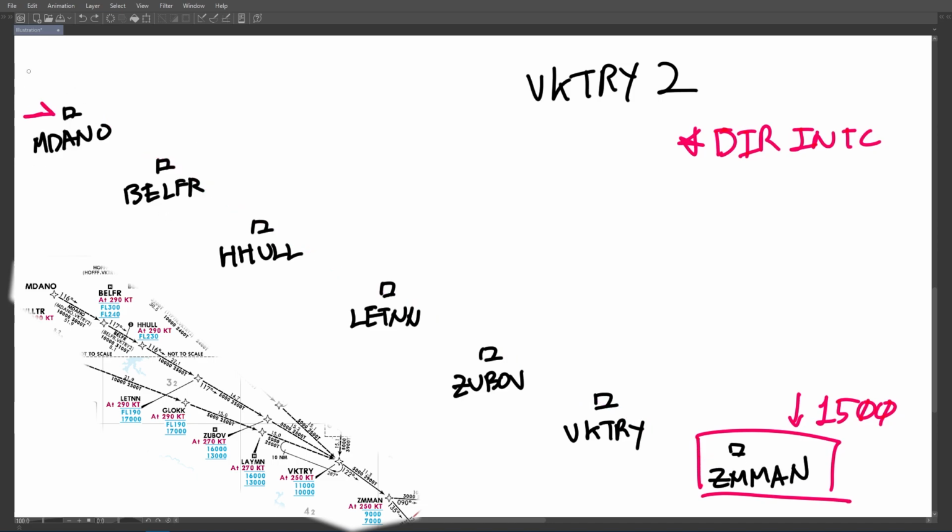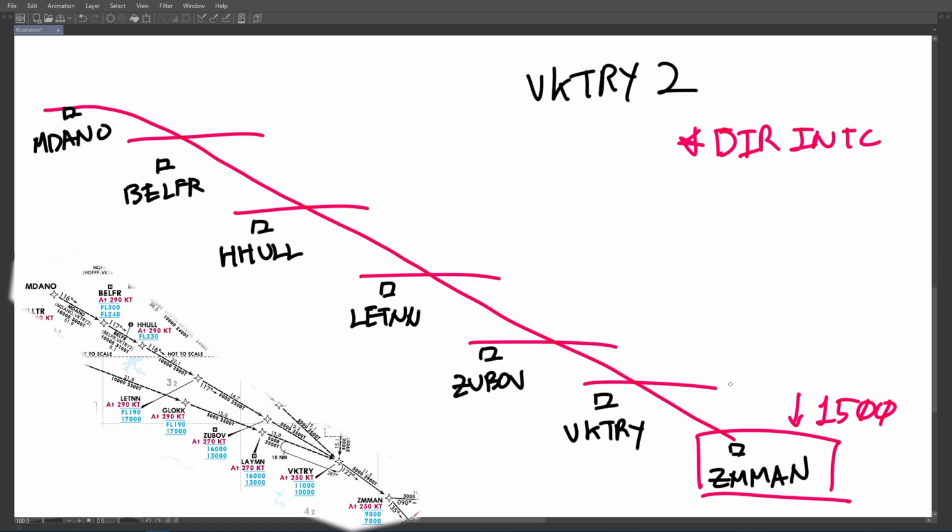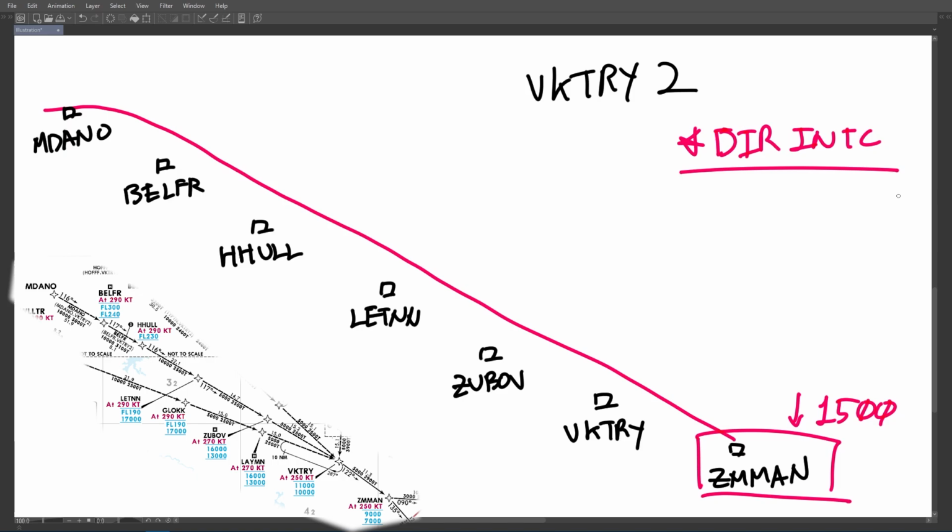So the problem is you might not be able to cross some of the fixes at whatever the restriction that you need. So for example, if the FMS does say you need to descend at 1500 feet per minute to Z-Man, you might not be able to cross Belfer between flight level 300 and flight level 240, right? So that's what we're trying to prevent. So do not look too far ahead on the direct intercept page.